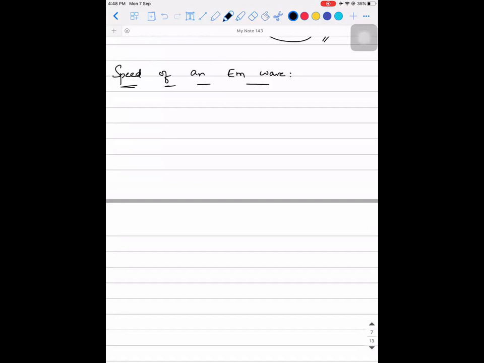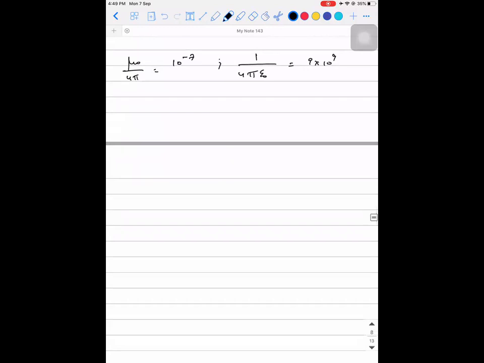Now, tell me, what is the value of mu naught by 4 pi? We have used 10 to the power minus 7. Similarly, what is 1 divided by 4 pi epsilon naught? 9 into 10 power 9. Now the question is, if I divide both, mu naught divided by 4 pi divided by 1 divided by 4 pi epsilon naught is equal to, what will happen? 10 power minus 7 divided by 9 into 10 power 9.